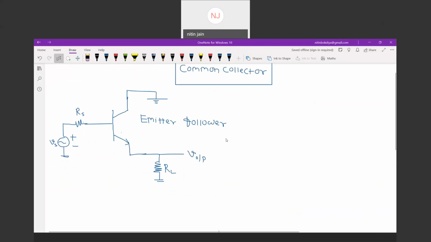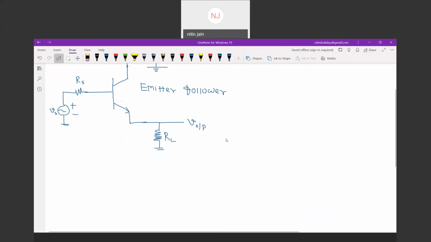Let's see. So we can draw the RE model because one resistance is connected to the emitter terminal. So let's go for the RE model to analyze this. Right? T model to analyze the common collector circuit. Small signal of common collector.